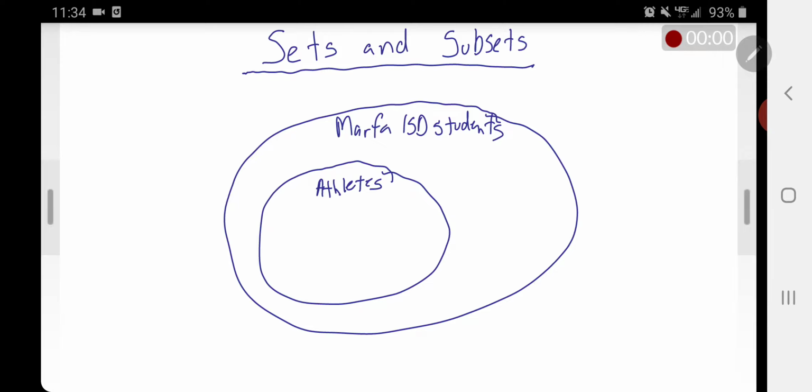Now another thing we can do is, with the athletes, we can call it basketball and football players. So we've got a set of football players. Of course, we know that some of the football players are also basketball players. So we're going to make them combine together.